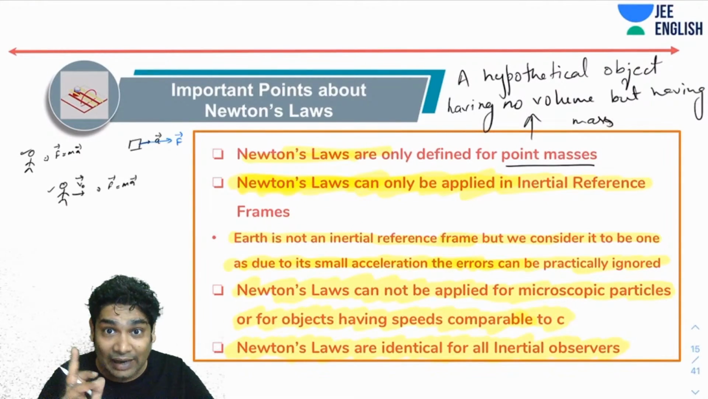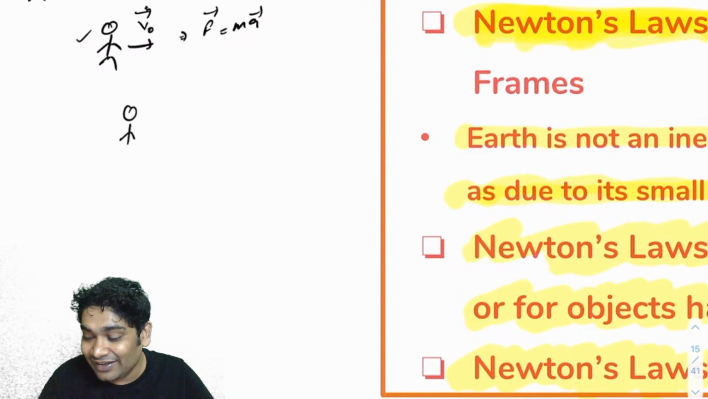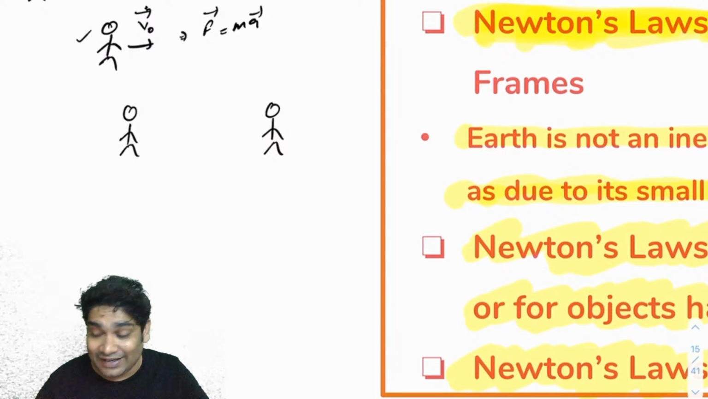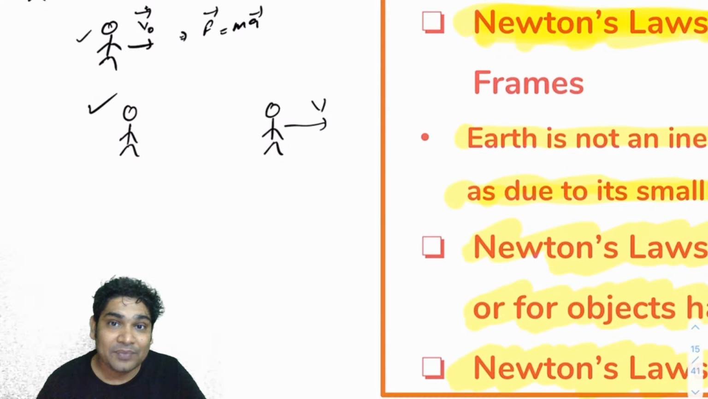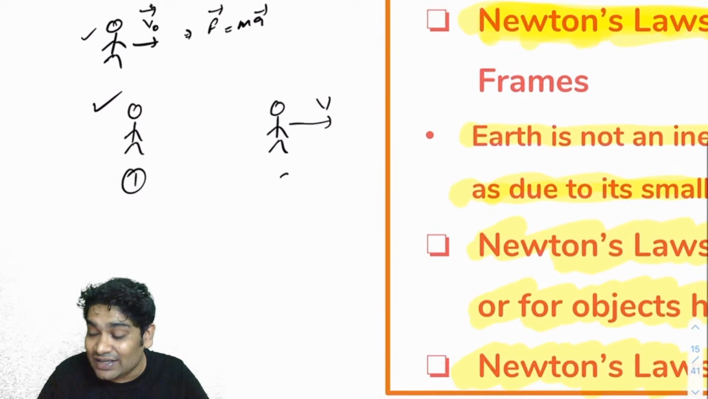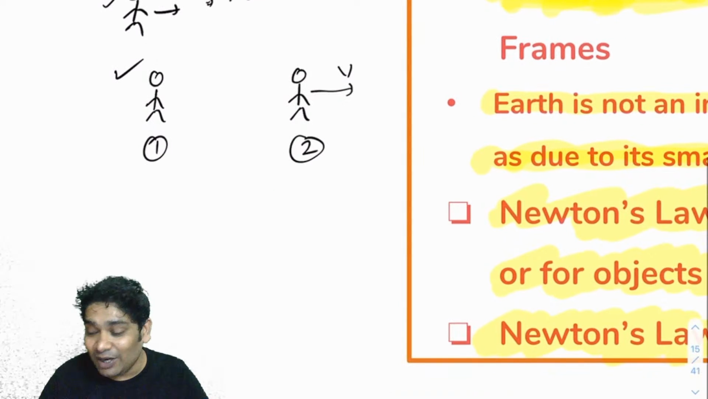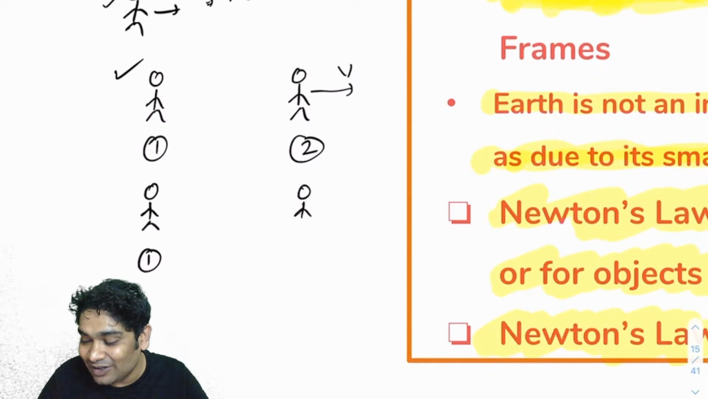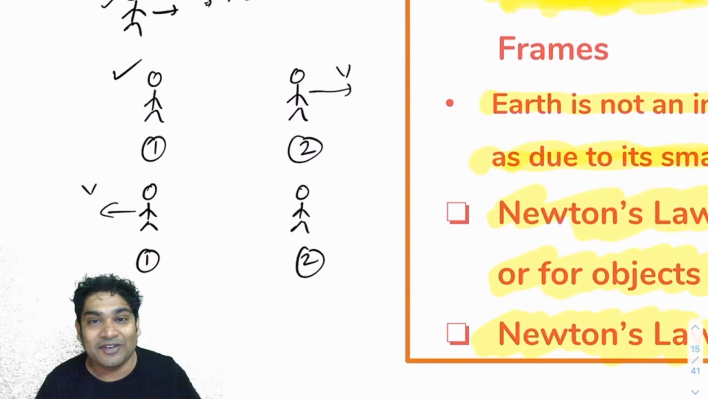All right, that brings a very interesting point. Imagine there are two observers, one is at rest and one is moving with V. Now, when this guy sees things, he will say that I am at rest, and observer 1 says that observer 1 is at rest and observer 2 is moving away with V. What happens if you ask observer number 2 what is happening? Observer number 2 says that I am at rest and it's the observer number 1 who's moving away with V.